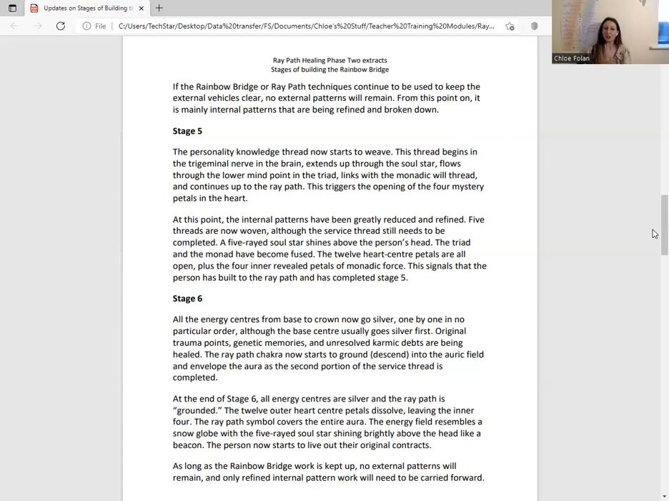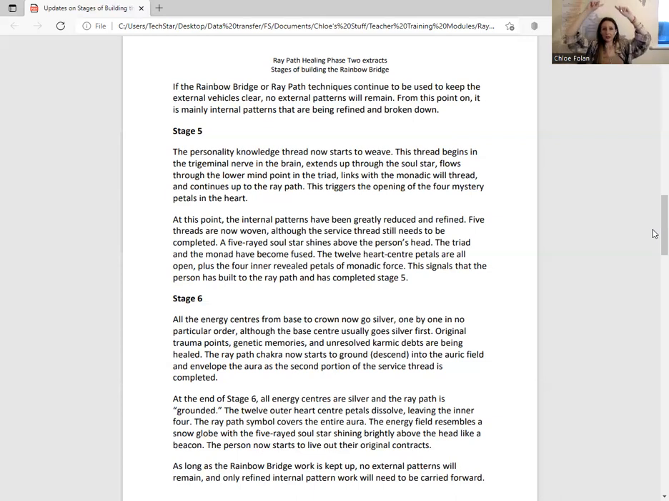So at the end of stage 5, once stage 5 of building the rainbow bridge is completed, you've fully built the Antahkarana and you've fully built to all levels of the divine blueprint of your highest chakras at that point. And at the end of stage 5, you will have a 5-pointed star above the head, a 5-rayed soul star. There'll be no triad and monad above your head. That will be anchored into the heart in those final 4 petals, just leaving your Ray path chakra above.